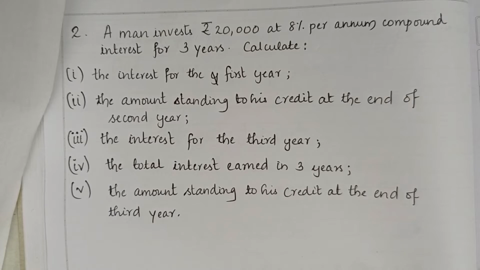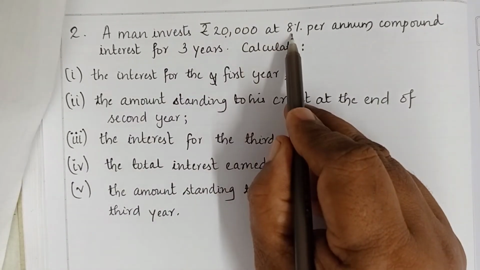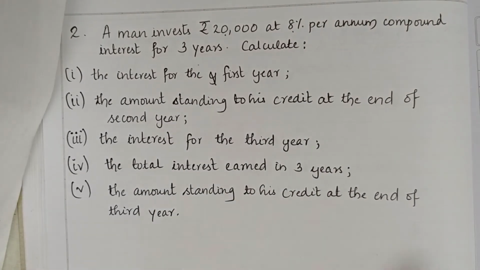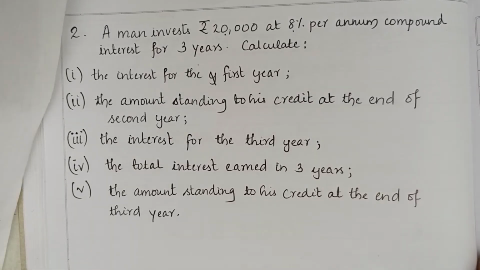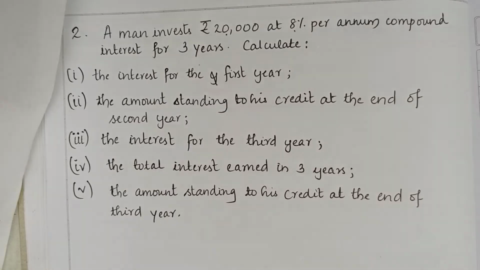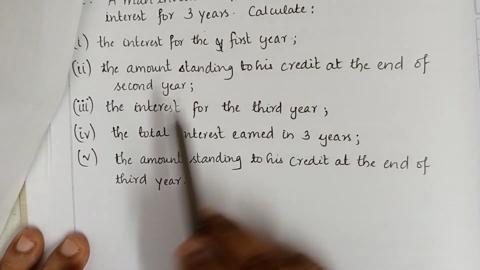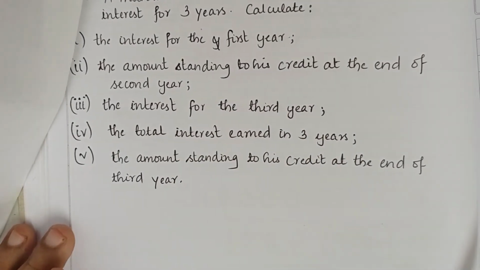Can you read the question? A man invests 20,000 at 8% for 3 years. You can copy the next sentence from the board. The main important sentence is he deposits or invests 20,000 at 8% for 3 years. The interest for the first year, amount at the end of second year, the interest for the third year. All of you copy that. Anyway, how to do this?